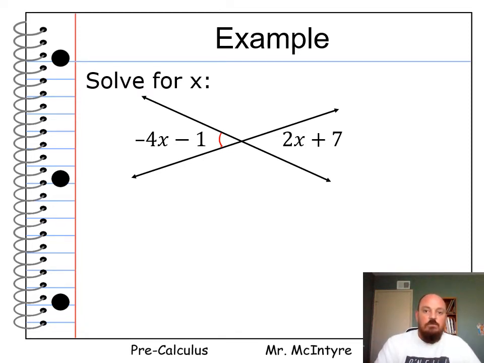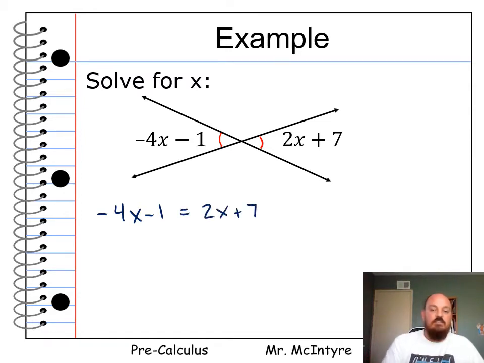And same thing for this angle over here. Instead of saying this angle is 50 degrees or whatever it is, I said this angle is 2x plus 7 degrees. But those are vertical angles, and vertical angles are congruent. So whatever I put there, whether it's a number or an expression or an equation, those two things are equal. So the way I'm going to set up this problem is I'm going to take one of the angles, negative 4x minus 1, and say it has to be equal to the other one, 2x plus 7. And that's what I'm going to solve for x.